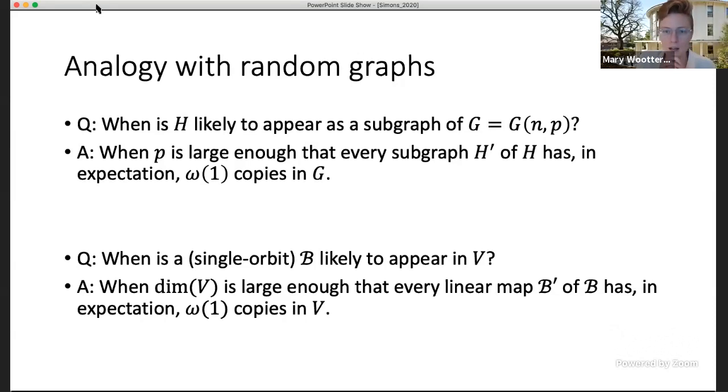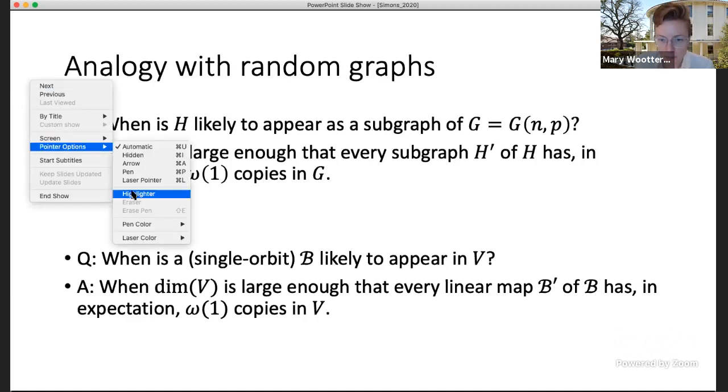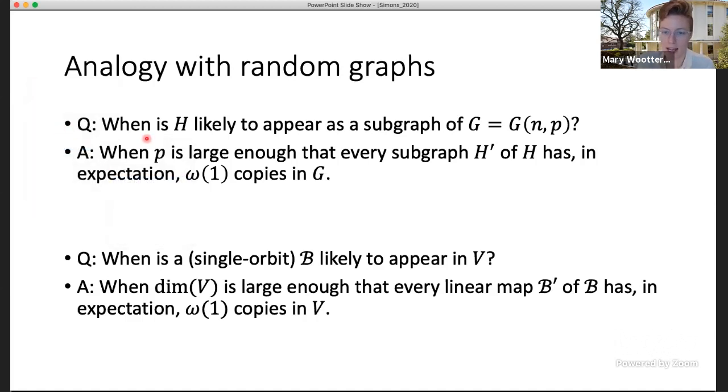I see. Okay. I'm not familiar with the work in particular that you mentioned, but here's something in general to connect this to results of a similar flavor that are proven for random graphs. The type of statement you might make for random graphs is to ask when is some subgraph H likely to appear as a subgraph of G(n,p)? The answer is when p is large enough so that every subgraph H' of H has an expectation of omega of 1 copies in G. And this is basically an analogous statement to that.